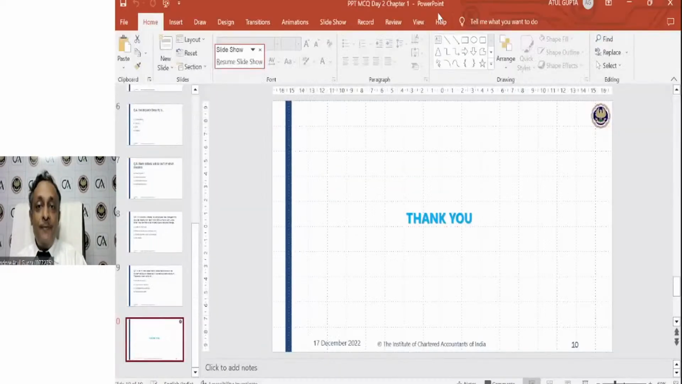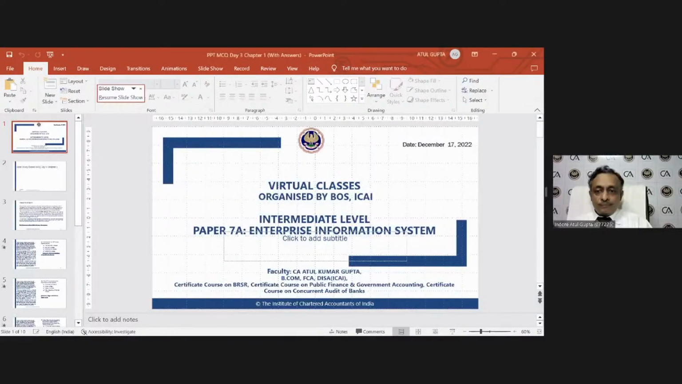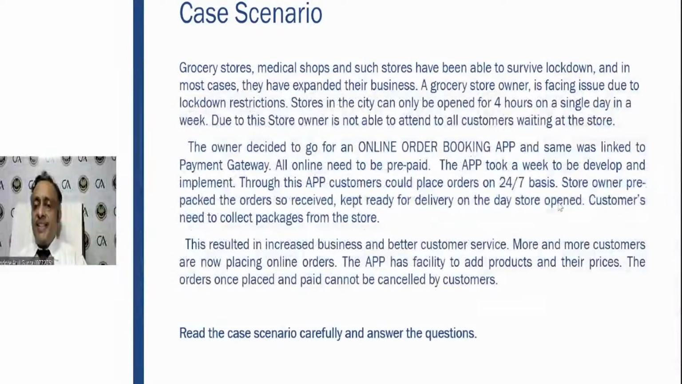Now allow me to bring today's MCQ also. Just give me a second. Now I'll request you to go through this case scenario, just 30 seconds or a minute. Just go through this. Read it. So it's a case-based MCQ.